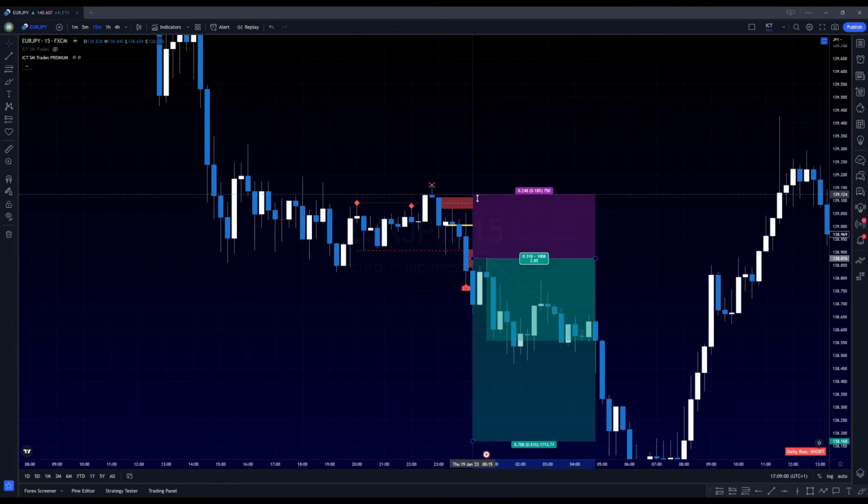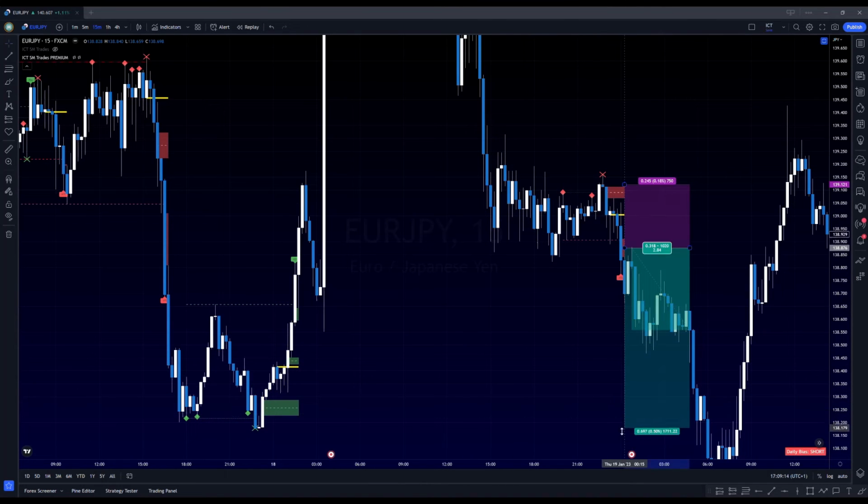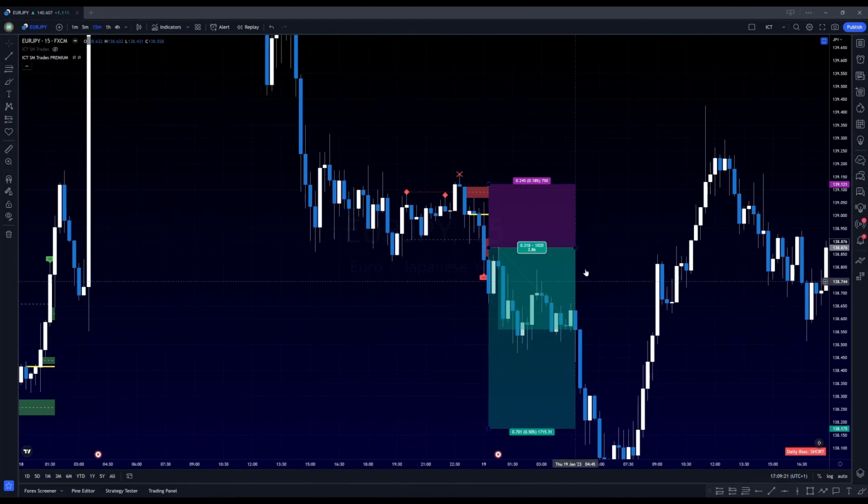So stop losses can be put, for example, here, or at the wick or at the body. I like the body because we have a better risk reward ratio. So where can our take profit be? It could be here, to this low, okay, because this is liquidity as well.